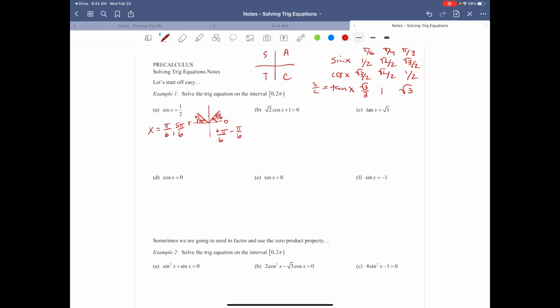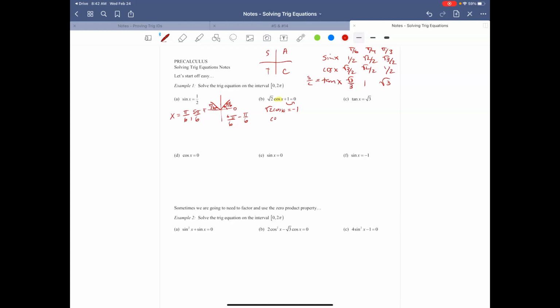In example B, we're going to have to do a little bit of work before we can get to the part that we were at in example A. What we're going to have to do is isolate the cosine of x right here. First, we would subtract over our 1 so that we get square root of 2 cosine x is equal to -1, and then divide both sides by the square root of 2 so that we get cosine of x is equal to -1 over square root of 2, which you'll probably recognize better as its rationalized form, negative square root of 2 over 2.